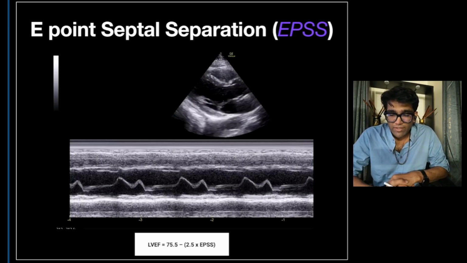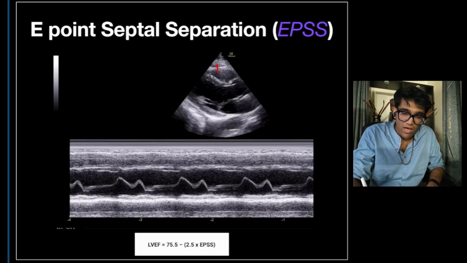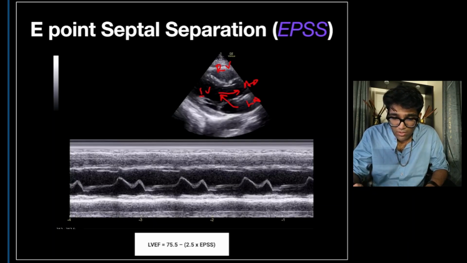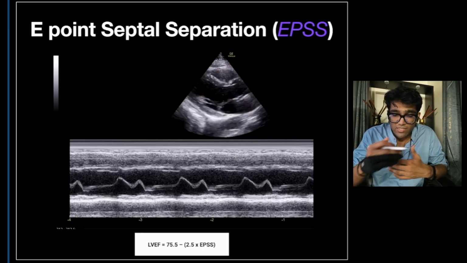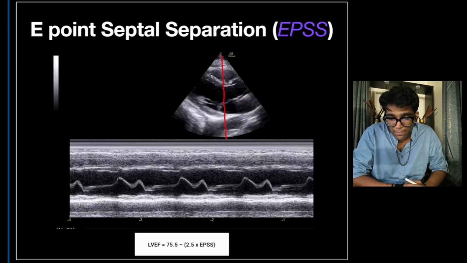This is done in the parasternal long axis view. Here we see our RV, we see our LA, the left atrium, and we see the LV. The LA is emptying into the left ventricle, and then the blood is pushed into the aorta. So that is your parasternal long axis view. Now in the parasternal long axis view, because we want to measure distance, we placed an M mode probe across the mitral valve leaflet, the tip of the leaflet.